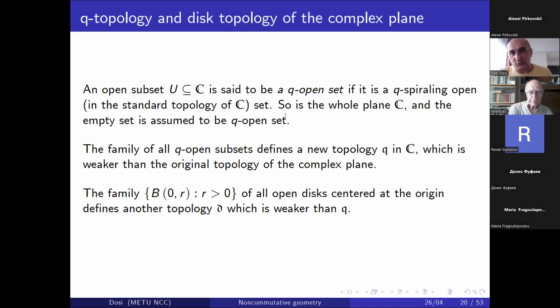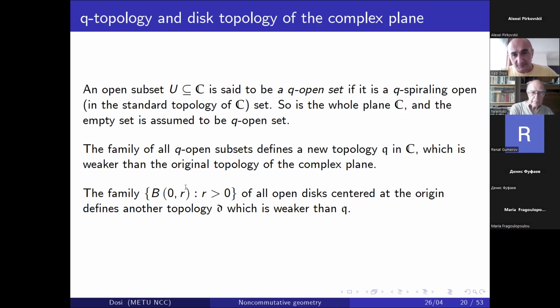An open subset is said to be q-open if it's a q-spiraling open set. Open means in the standard topology of C. So it should be open and q-spiraling. Certainly it always contains 0, the origin. For example, the whole plane is q-open. The empty set is assumed to be q-open. If you pick up all q-open sets, it defines a new topology: an intersection of q-open sets is q-open, and any union is q-open. So we are getting a topology which is weaker than the standard topology of the complex plane. That's called the q-topology.